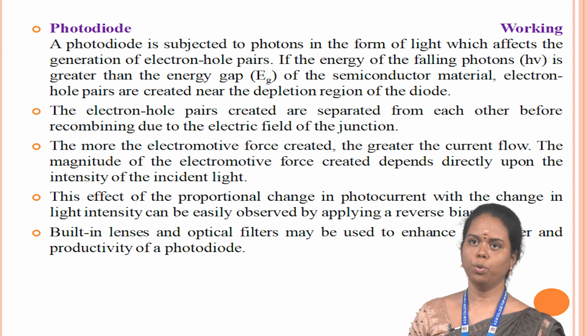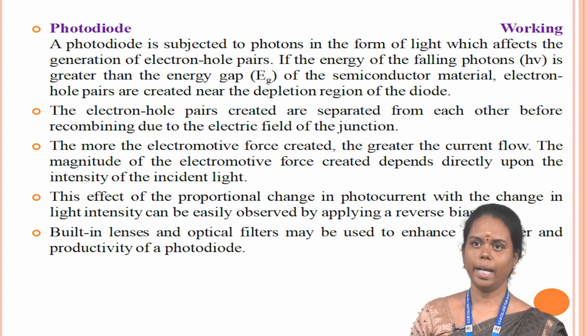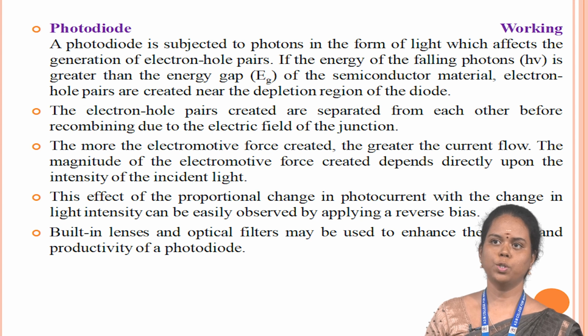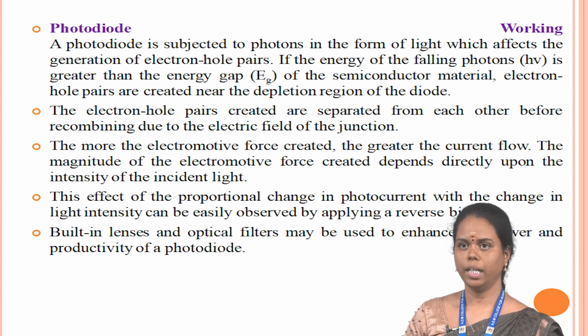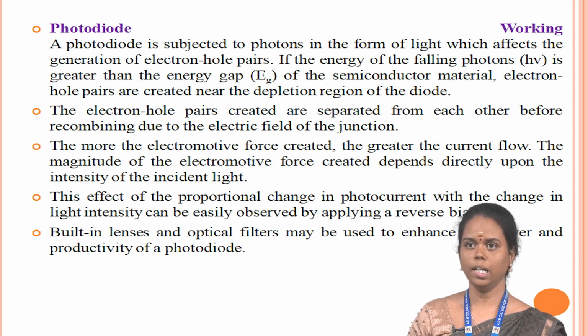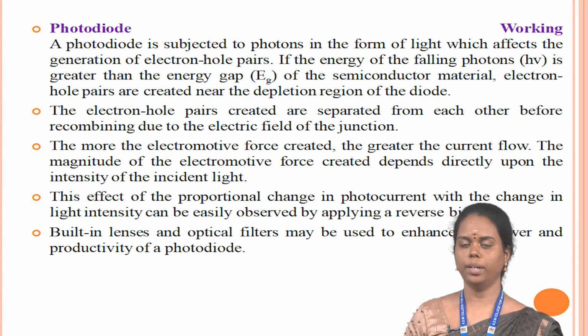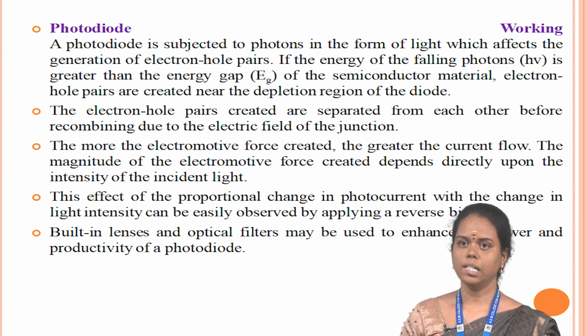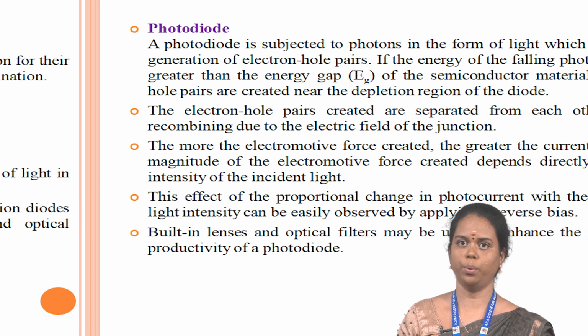This effect, the proportional change in the photocurrent with the change in light intensity, can be easily observed by applying reverse bias. Since the current flow in photodiodes directly depends upon the light intensity received, they can be used as a photodetector to detect optical signals. Built-in lenses and optical fibers may be used to enhance the power and productivity of a photodiode.